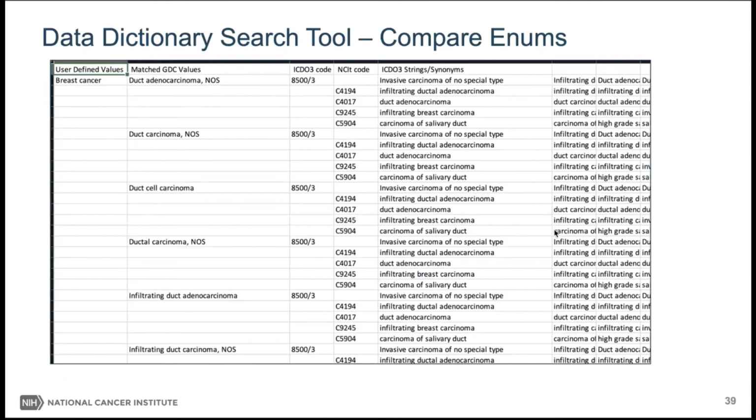But this can actually, as I'm showing here, be exported as a CSV, which can be viewed in Microsoft Excel. So in the first column, we have the user-defined value. We have all the matched GDC values for that user-defined value. We have some external database codes that might be useful. So for example, the ICD-O-3 code and the NCIt codes. And then it gives some more synonyms to show how this value was actually matched to the user-defined value.